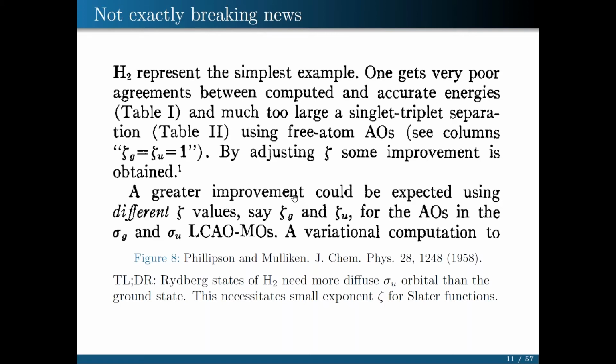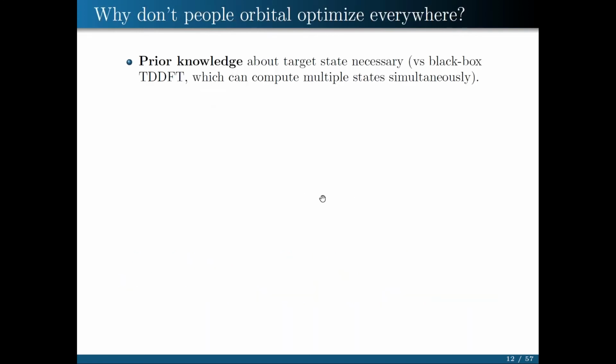However, we also sort of know that TDDFT is the workhorse for excited state quantum chemistry. So why don't people orbital optimize everywhere? One of the problems is that if you want to optimize a given state, you first need to know something about that state. So we need to have some prior knowledge about the target state, versus TDDFT, where we just have to ask for an arbitrary number of states and have the code compute them in an essentially black box fashion. I don't think that's a problem that can be addressed easily because, well, we need to know what we have to optimize before we can optimize anything.